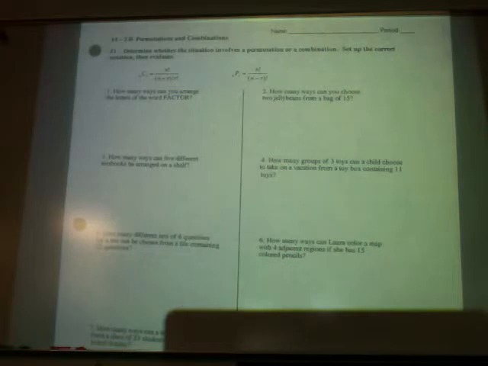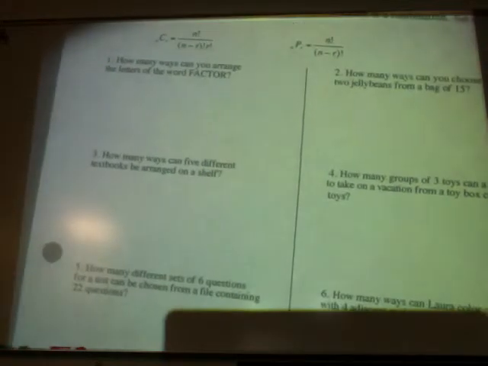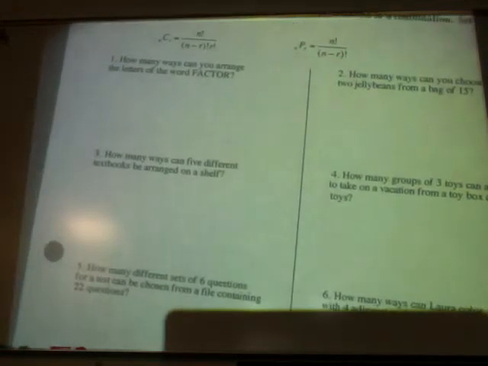So we're going to apply combinations and permutations. You're going to have to figure out, does order matter or not? That way you know whether you should use a combination or a permutation. So you have the formulas in front of you. Again, you need to memorize them for your test. They won't be given to you.